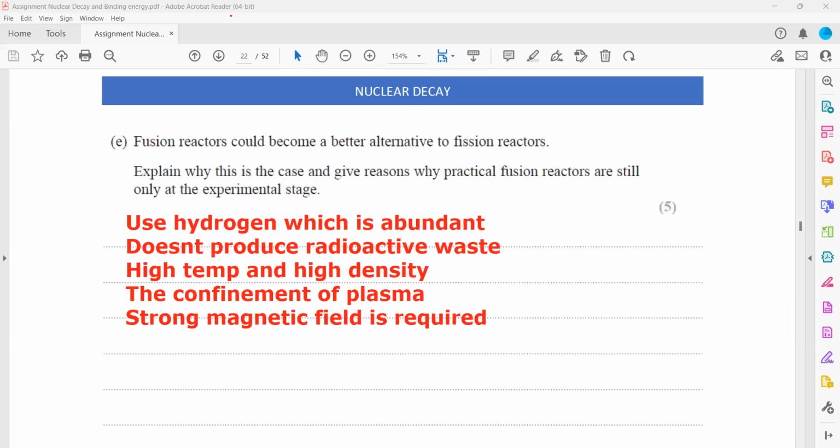So the points, one mark when you mention fusion reactors use hydrogen, which is abundant. The second one, does not produce radioactive waste. The third one, fusion requires high temperature and high density. Then the problem is for that we have to confine a plasma. And to confine a plasma, we need a very strong magnetic field. Otherwise, if it comes in contact with the walls, the reaction will instantly stop because the temperature will fall. So we don't have an optimum temperature for fusion to occur.